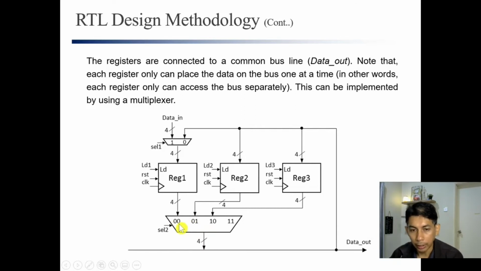We put it at 0, 0. This one is 0, 0. So we're not loading any data into REG2. This one should be put at 0. LD3 should be put at 0. This one, you can have 0 0 or 0 1, doesn't matter. But the important one is that SEL1 must be 1, LD1 must be 1.